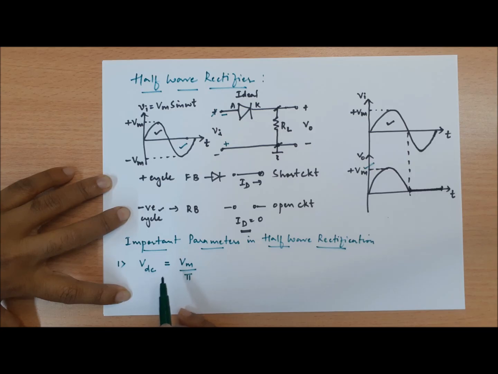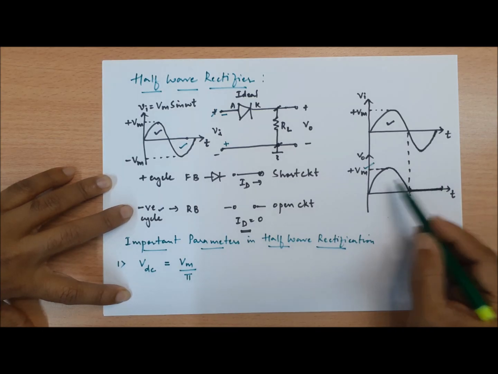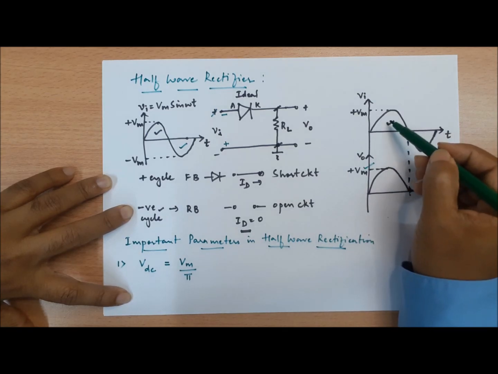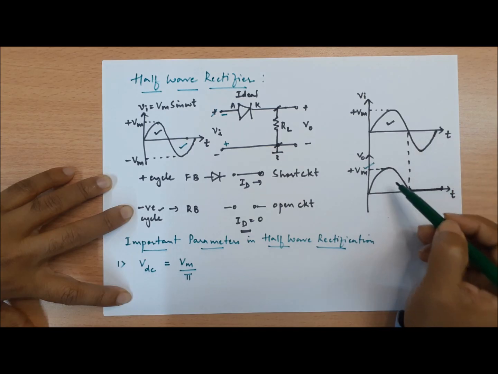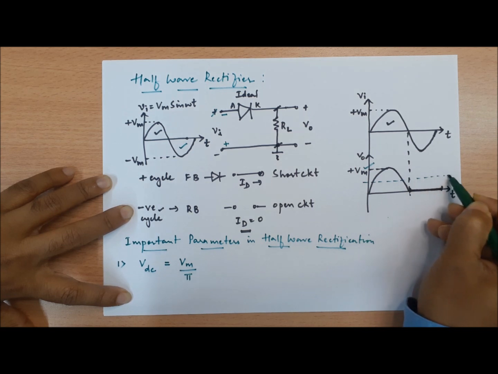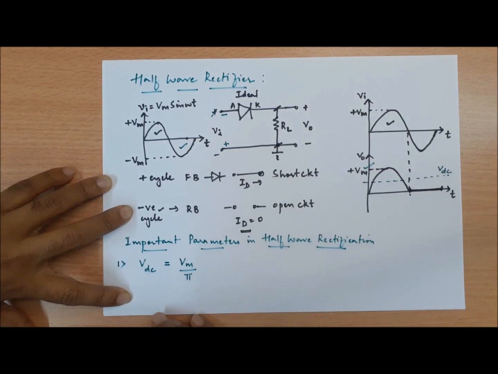Now basically what do we mean by DC voltage? It is the average voltage that is appearing. So if I take the average voltage of both the positive as well as the negative at the output side, this is the average DC level voltage, which I can mention as VDC. Mathematically it can be derived that VDC will be equal to Vm upon pi.